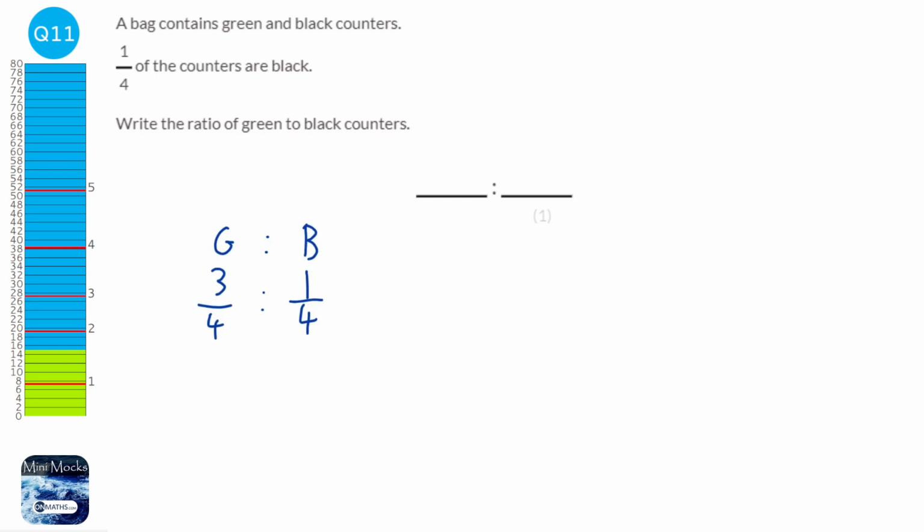And what we can do here is on both sides of the ratio, I'm just going to times it by 4. So I'm just going to times 4 both sides. So 3 divided by 4 times 4, because over 4 just means divided by 4. So 3 divided by 4 times by 4 just gets rid of the fraction. And 1 divided by 4 times 4 is just going to be 1. Now this might surprise some people because they will probably think it's a ratio of 4 to 1. But we can show here that it's a ratio of 3 to 1.